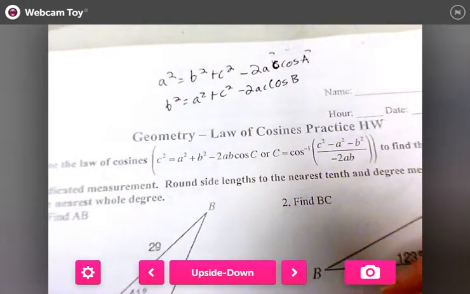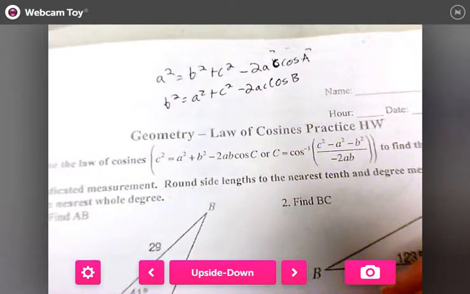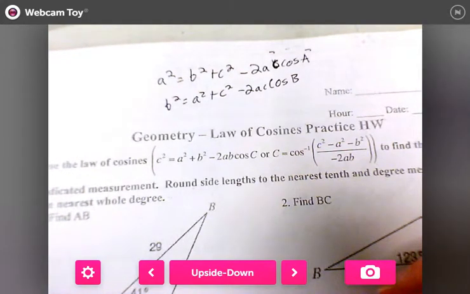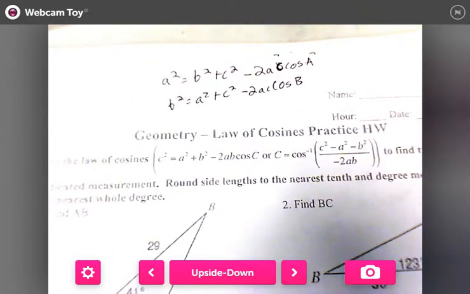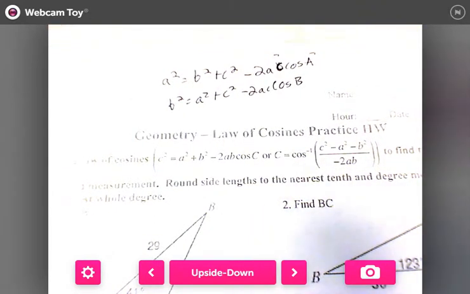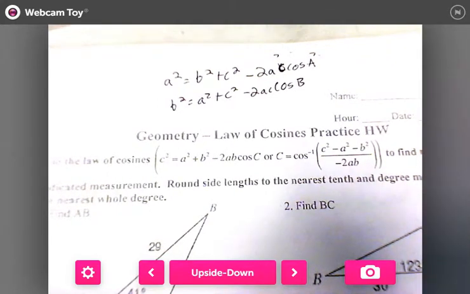Okay. We're going to do number 1. And as we go, we're going to write down these steps. Okay? And they start off very similar to law of sines. Okay, so I'm literally going to do 2 problems from your homework right now. So if we could focus, that would be great.